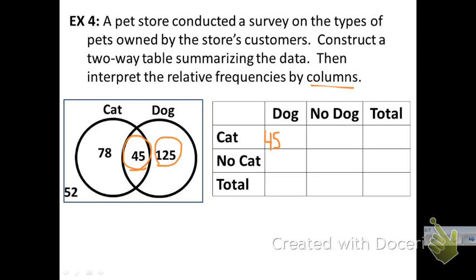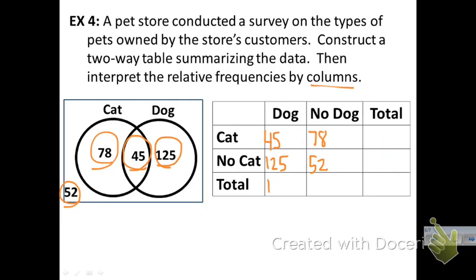The number of people that only have a dog, or customers I should say, would be 125. Then this 78, those are the people that have a cat and no dog. And this 52 down here are the customers that don't have either. Now we can add our totals. Because we're doing by columns, I'm not going to worry about this total here. I'm just going to go ahead and add down here.